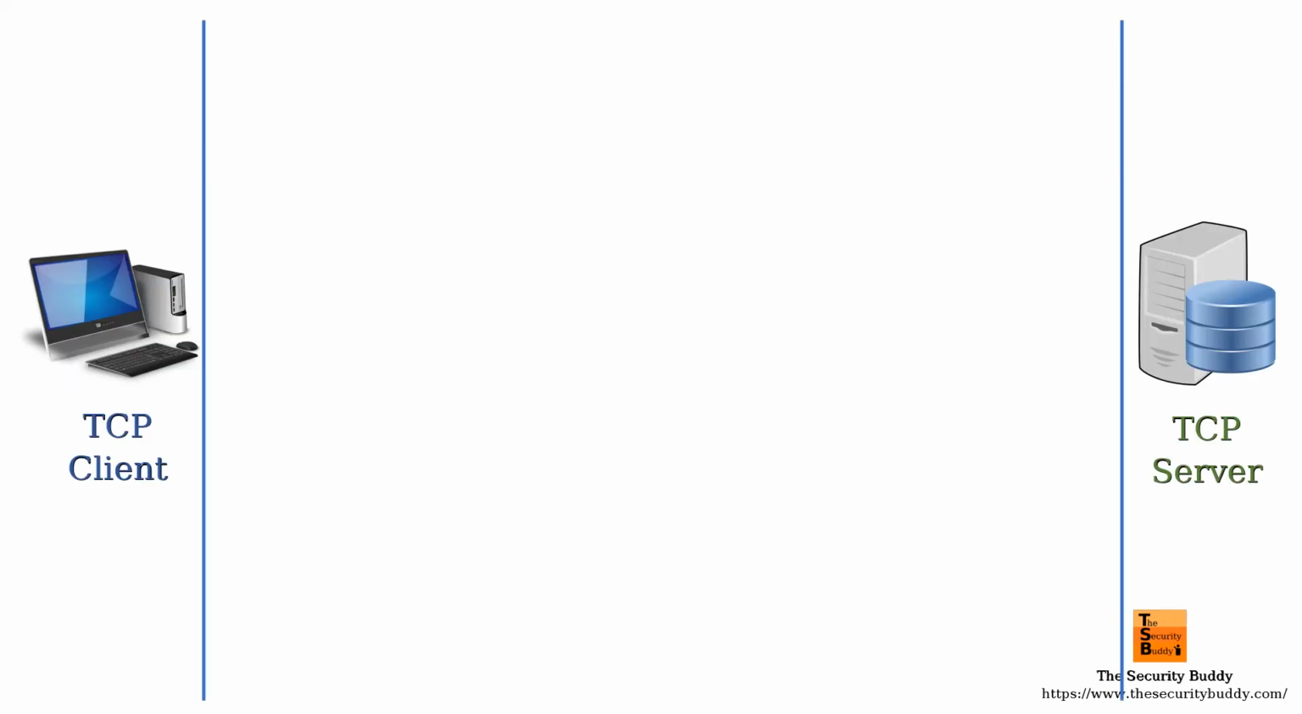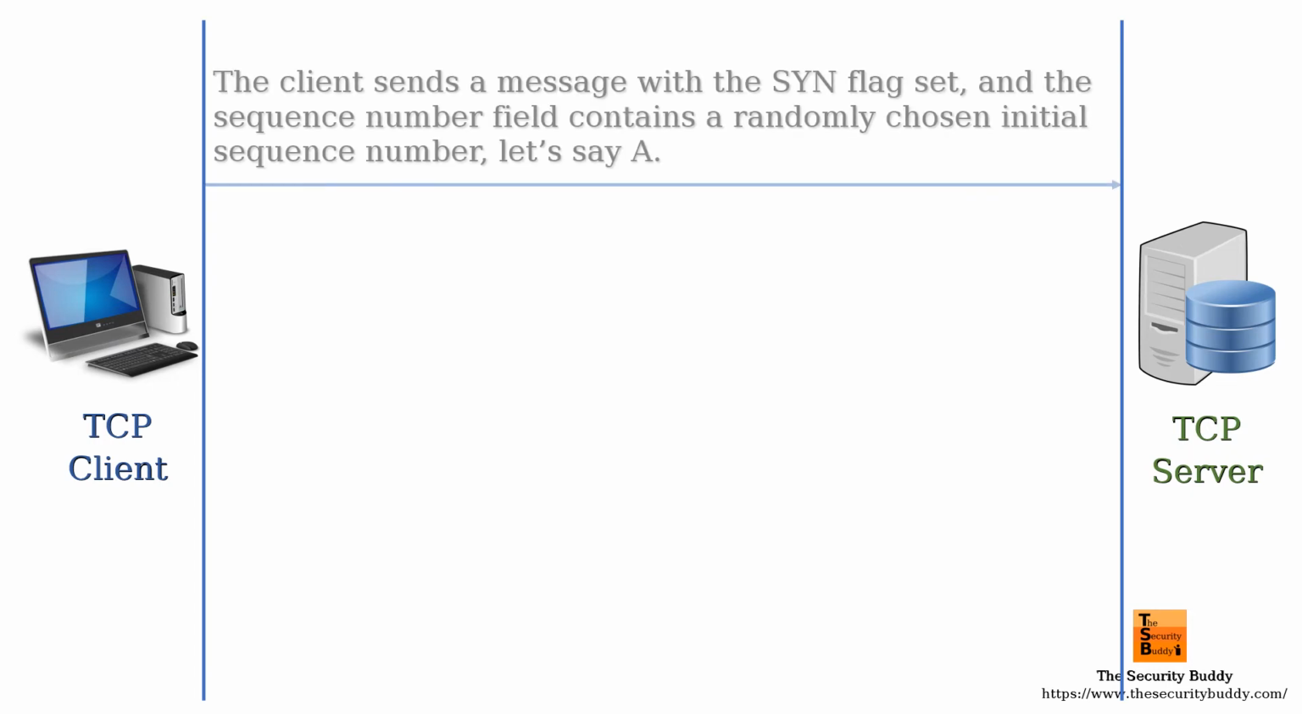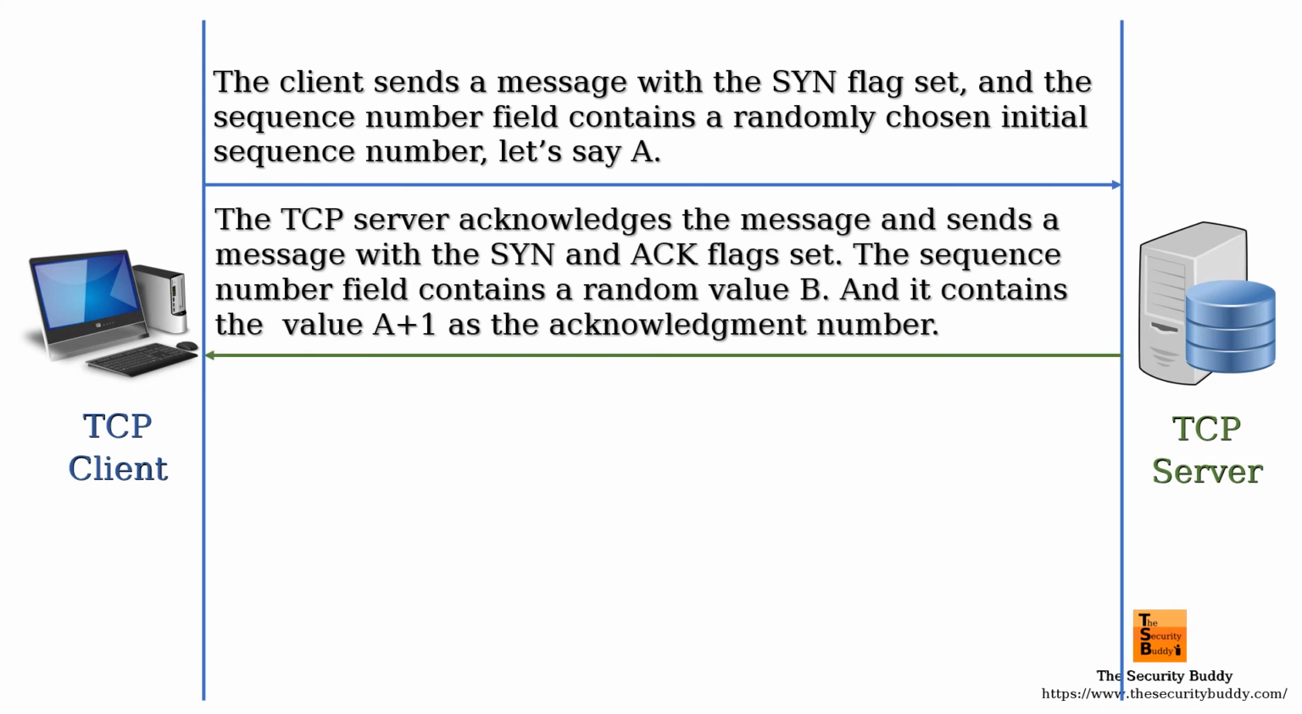When a TCP client wants to establish a TCP connection with a TCP server, the client initiates the connection. It sends a message with the SYN flag set, and the sequence number field contains a randomly chosen initial sequence number, let's say A. The TCP server acknowledges the message and sends a message with the SYN and ACK flags set. In this message, the sequence number field contains a random value B and it contains the value A plus 1 as the acknowledgement number.